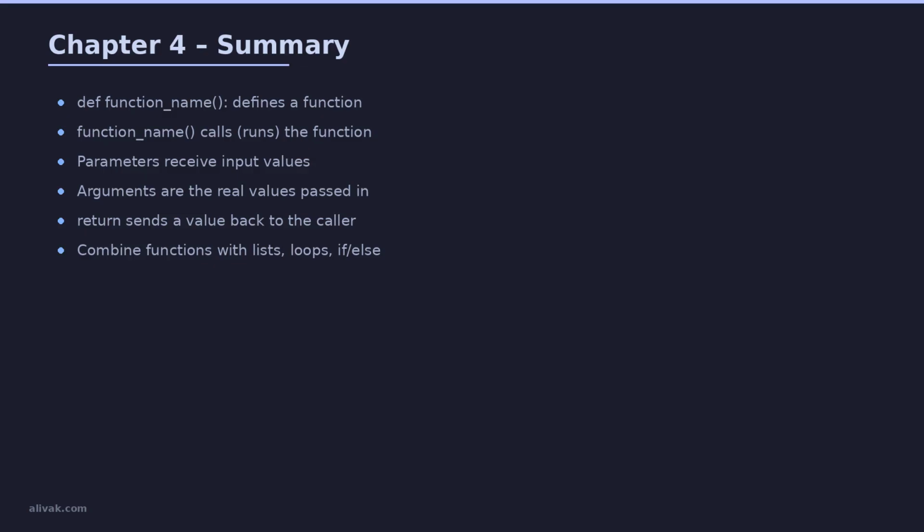Let's recap Chapter 4. We use def to define a function and call it by name with parentheses. Parameters are variables that receive input, and arguments are the actual values we pass in. The return keyword sends a value back to the caller. We can combine functions with lists, loops, and conditions to write clean, reusable, and organized code.